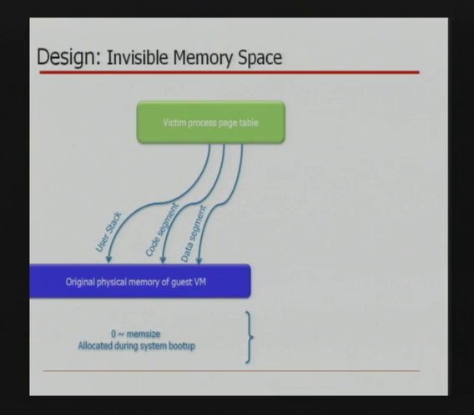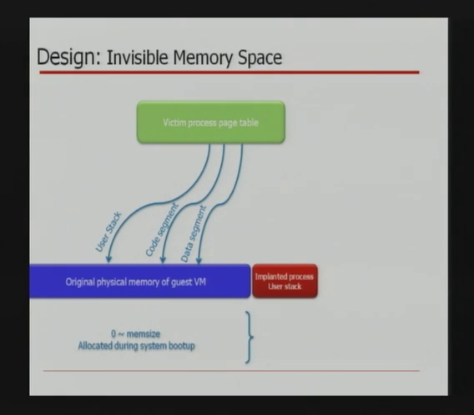So the second design feature is invisible memory space. We see from the picture the victim process page table, and this is the original physical memory of the guest VM. It spans from 0 to the memory size of the guest virtual machine, and this is allocated during the boot up. The victim process page table has pointers to the user stack, the code segment, and the data segment.